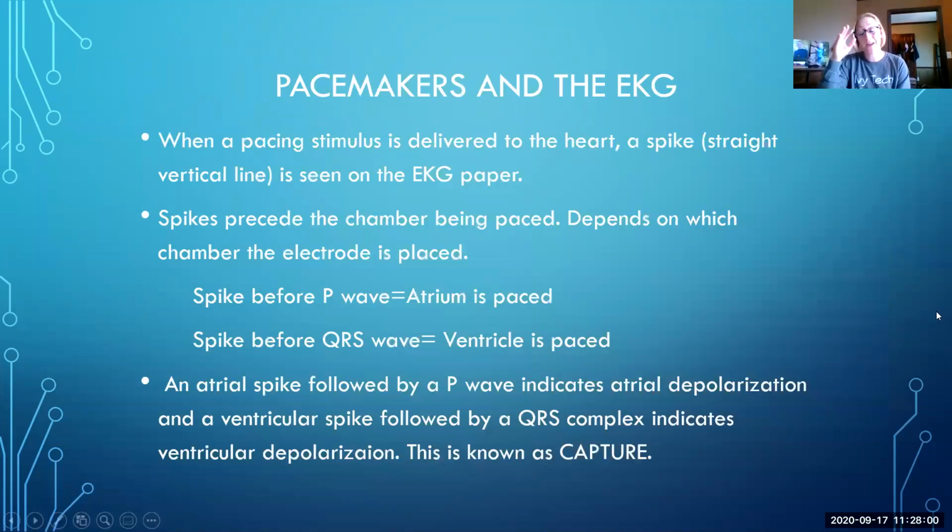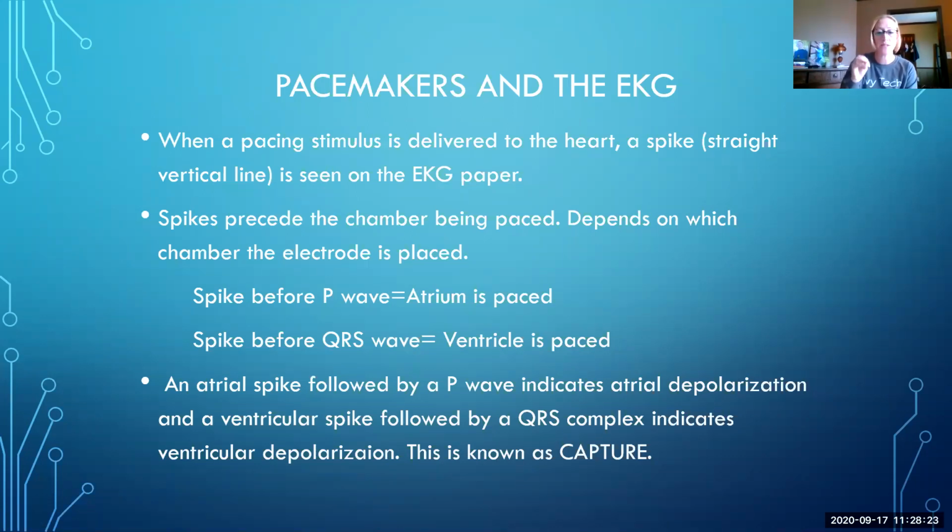So with your pacemakers and your EKG, what you will see with a pacemaker is a spike. That spike is the stimulus that the pacemaker is generating, and wherever it spikes, that's the chamber that's being paced. So you will see a spike before the chamber being paced. A spike before the P wave, the atrium is being paced. A spike before the QRS, the ventricle is being paced, and you can have both.